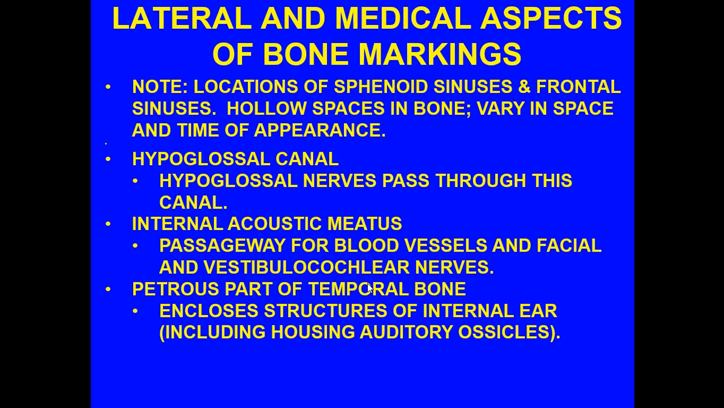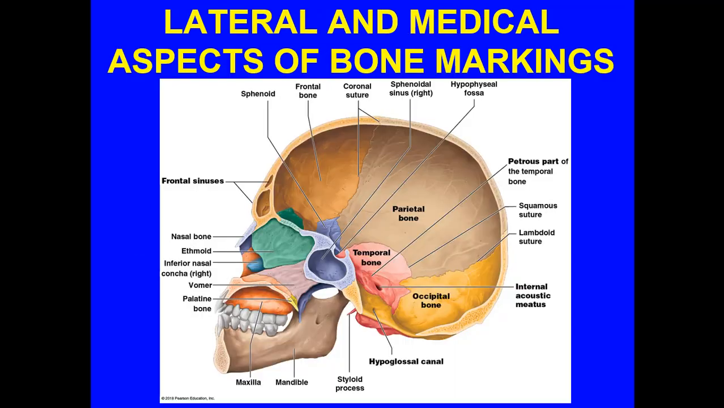Then we have the petrous part. Petrous, think of like stone, okay? And this is enclosing structures of the internal ear, including housing the auditory ossicles. And you see this over here. Here's the internal acoustic meatus. You can see the hypoglossal canal, styloid process again, etc.